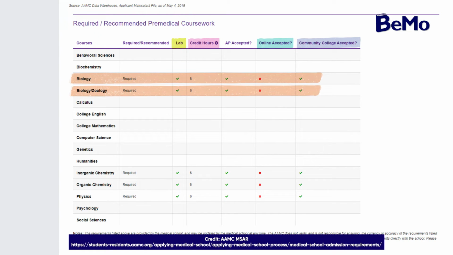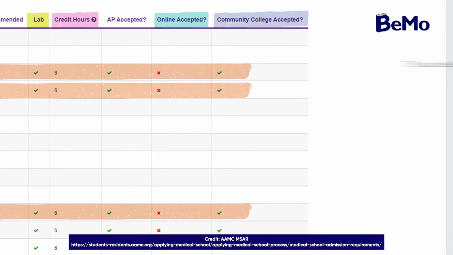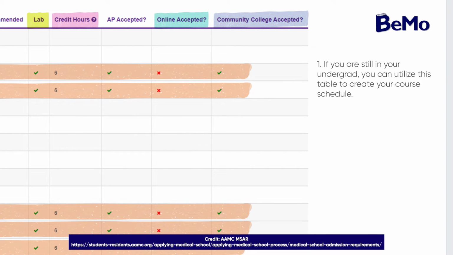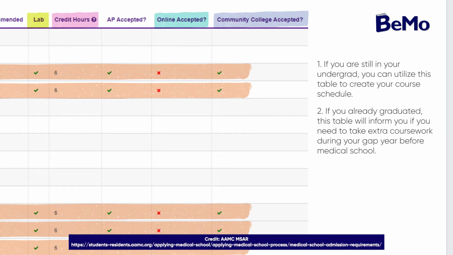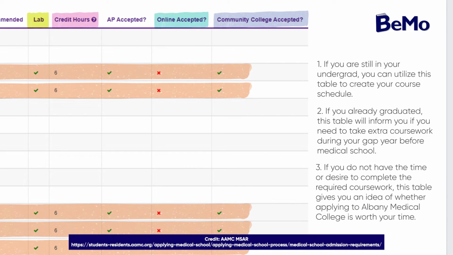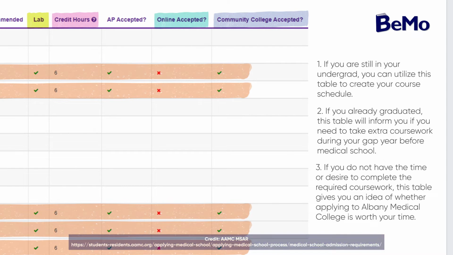This table is incredibly useful for several reasons. If you are still in your undergrad, you can utilize this table to create your course schedule. If you already graduated, this table will inform you if you need to take extra coursework during your gap year before medical school. If you don't have the time or desire to complete the required coursework, this table gives you an idea of whether applying to Albany Medical College is worth your time.